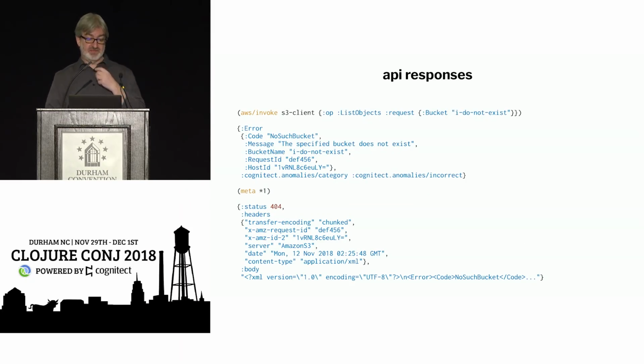So then here's what it looks like if you get an error. It looks exactly the same. I asked for a bucket that doesn't exist. Amazon sent back data that says, hey, this is an error. There's no such bucket. And you can see at the last key there is the Cognitect anomalies category. It's incorrect. And actually, that is true. I'm not going to go into the details of this right now, but it's not 100% consistent what kinds of things we end up getting back. Amazon sometimes gives you 404s when things are missing, and sometimes it gives you different kinds of numbers.